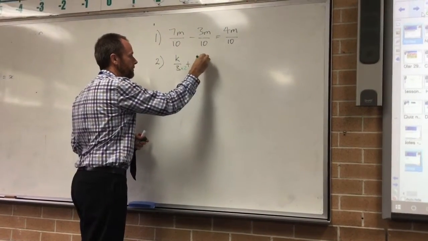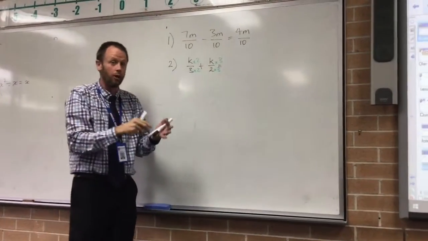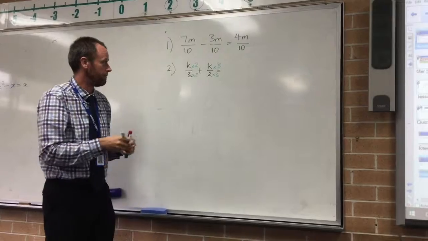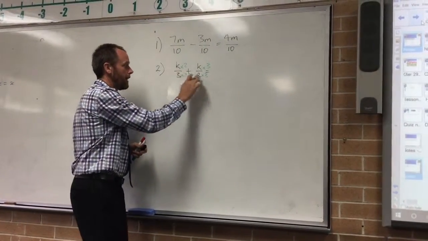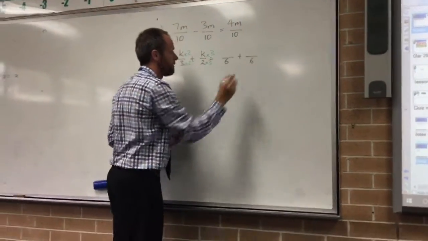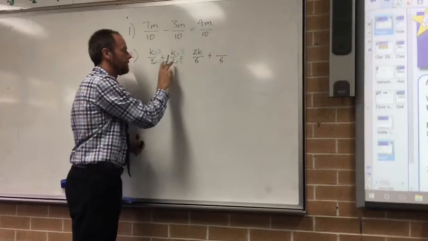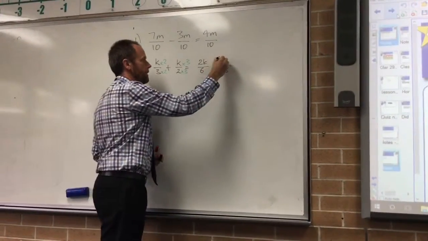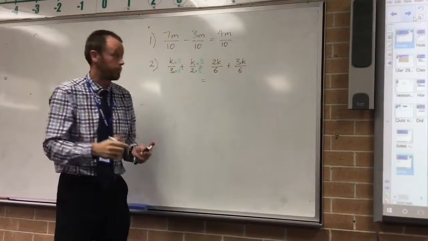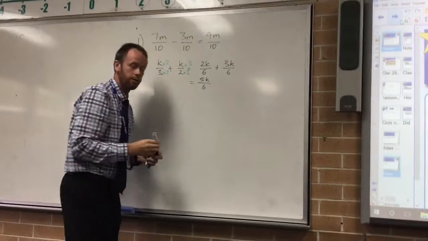So I find it helpful to write next to it in a different colour what I'm multiplying by, and then I have my next bit of working. If I'm going to have 6 as my base, I put 6 down as my base on both. k times 2 becomes 2k. k times 3 becomes 3k. And so then I can do 2k plus 3k, which gives me 5k over 6.